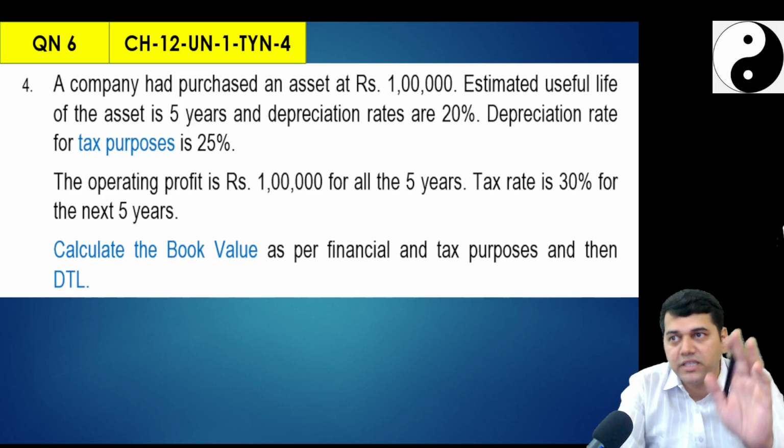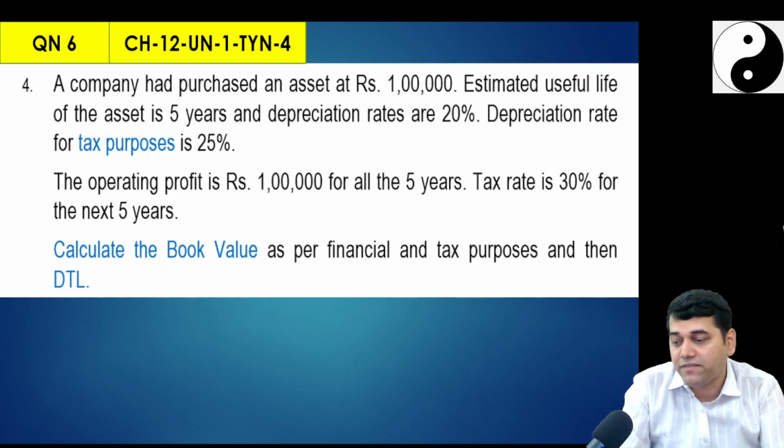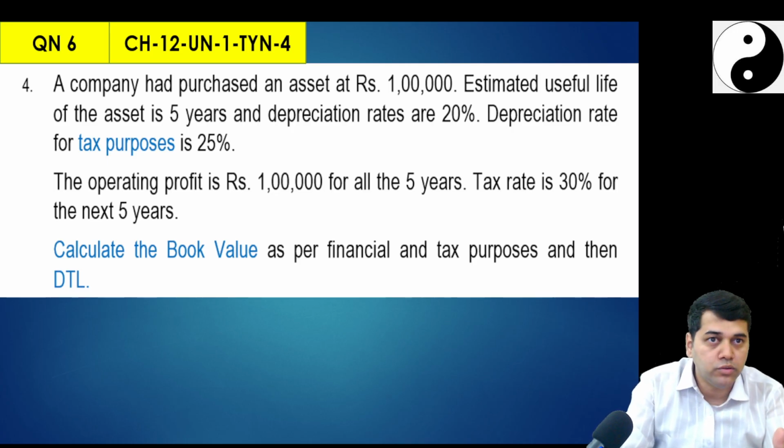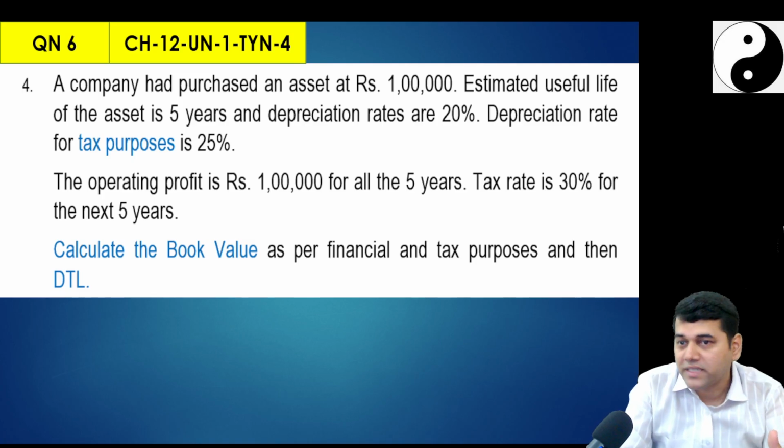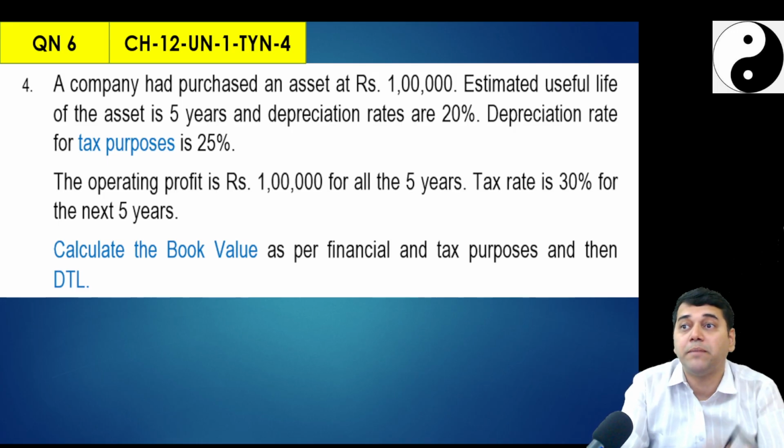In the examination, they will tell you what exactly they want to do. Operating profit is 1 lakh for all the 5 years. Tax rate is 30% for the next 5 years. Calculate the book value as per financial and tax purpose and then deferred tax liability. So what you need to do here is you have to calculate the book value. You have to calculate the tax base.